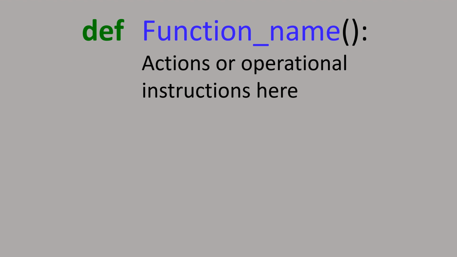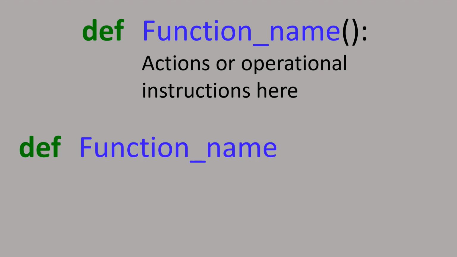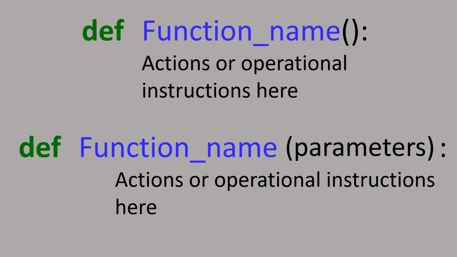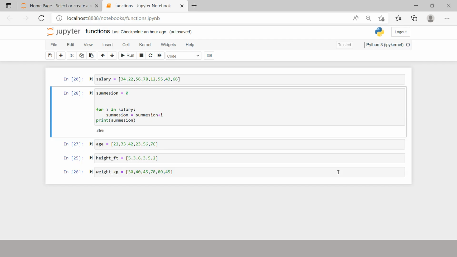The other way, if you want to make it more dynamic, is to create another function the same way: def function name, and here you can put your parameters, whatever parameters you want to pass in, then put the colon and put your instructions. These instructions will be performed on whatever values you supply as parameters. Now let's jump back to the Jupyter Notebook and try to understand this with the help of an example.